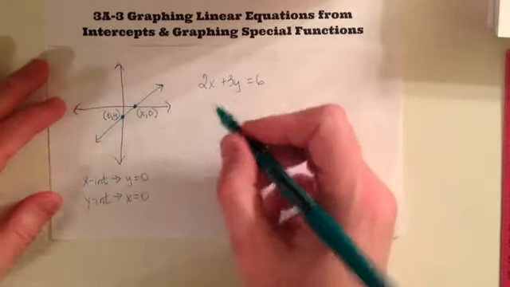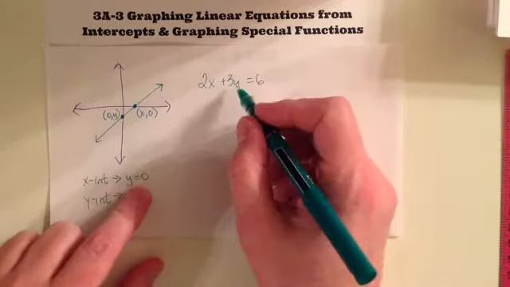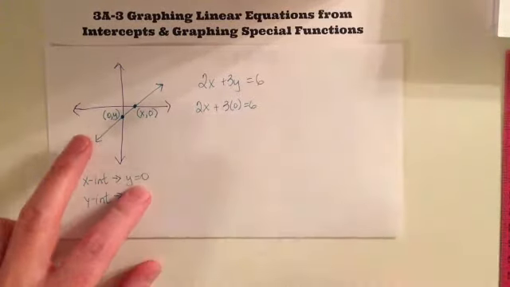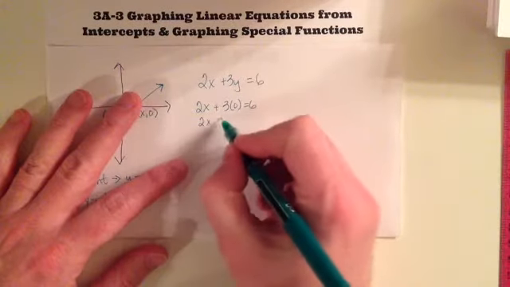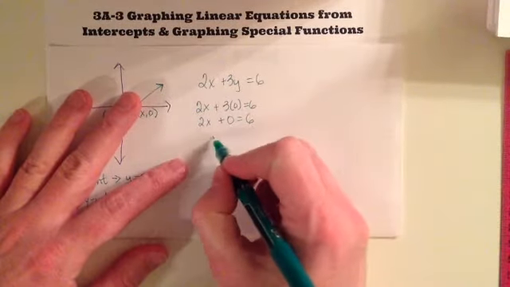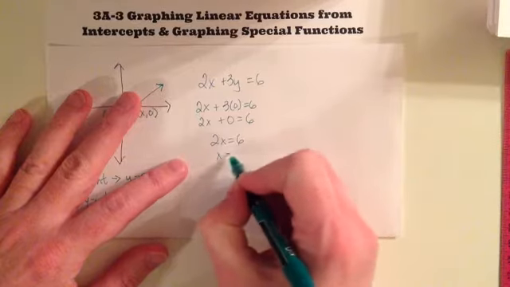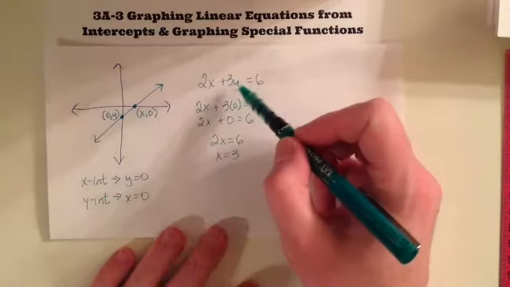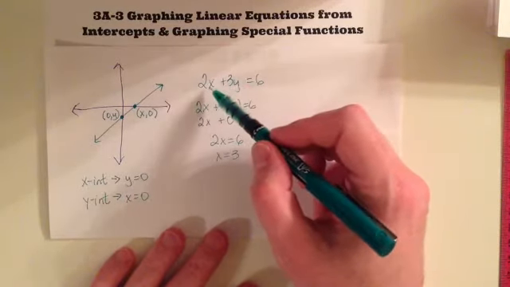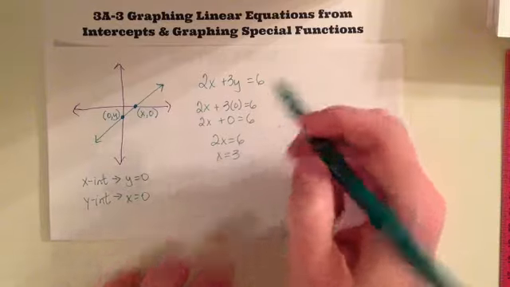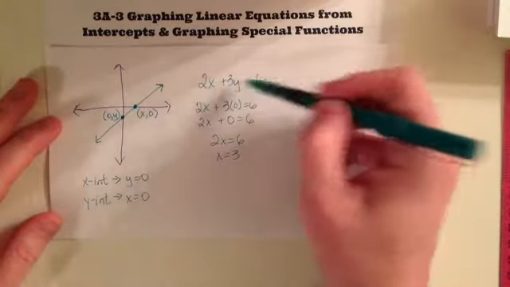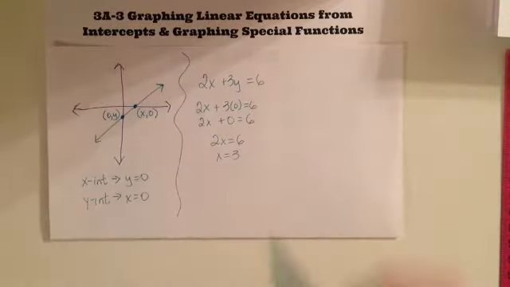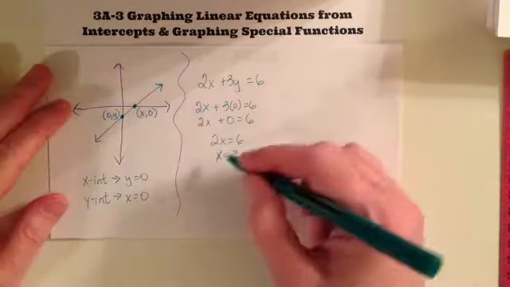So let's start with the x-intercept. I know that y equals 0, so I'm going to rewrite this as 2x plus 3 times 0 equals 6. That means 2x plus 0 equals 6. That's just 2x equals 6, so x equals 3. I solved the equation by plugging in 0 for the y to find the x value. Now, just know that this equation is not this line right here. They're two very different things, so I'll put a squiggly there. So I know that the x-intercept is 3.